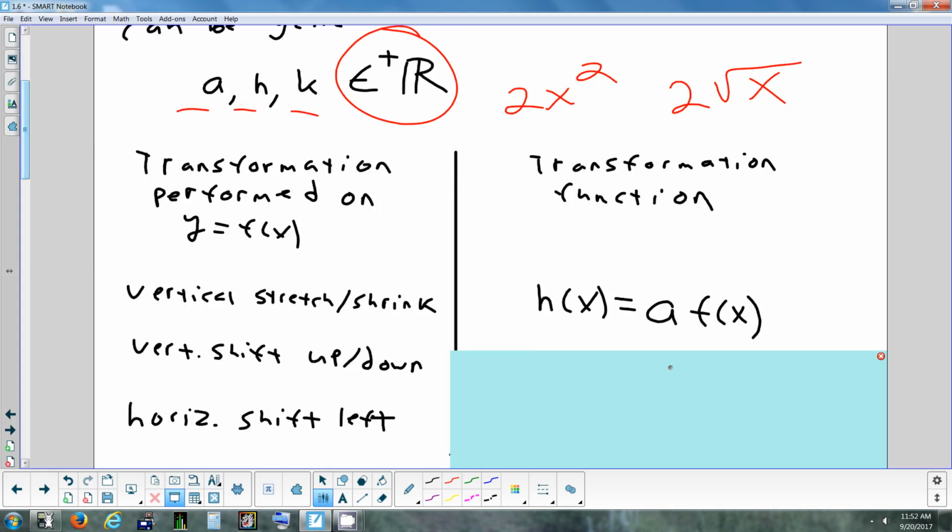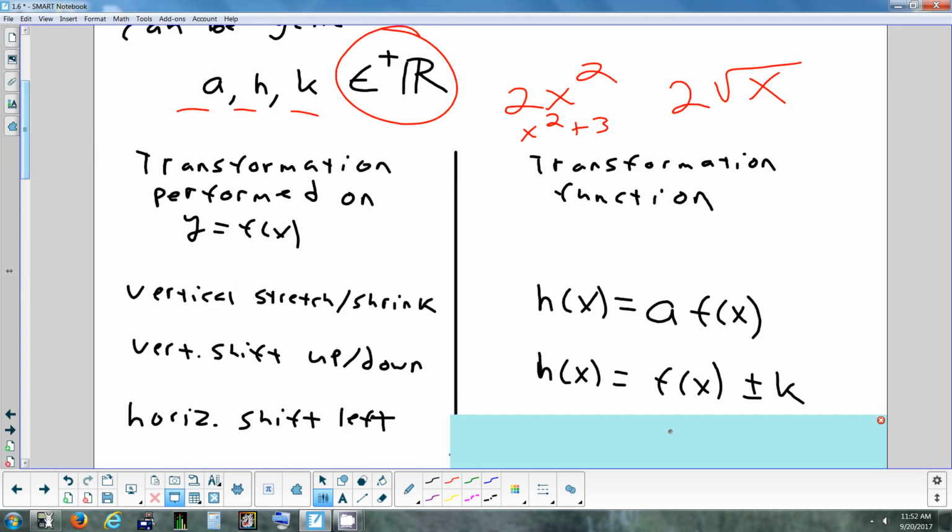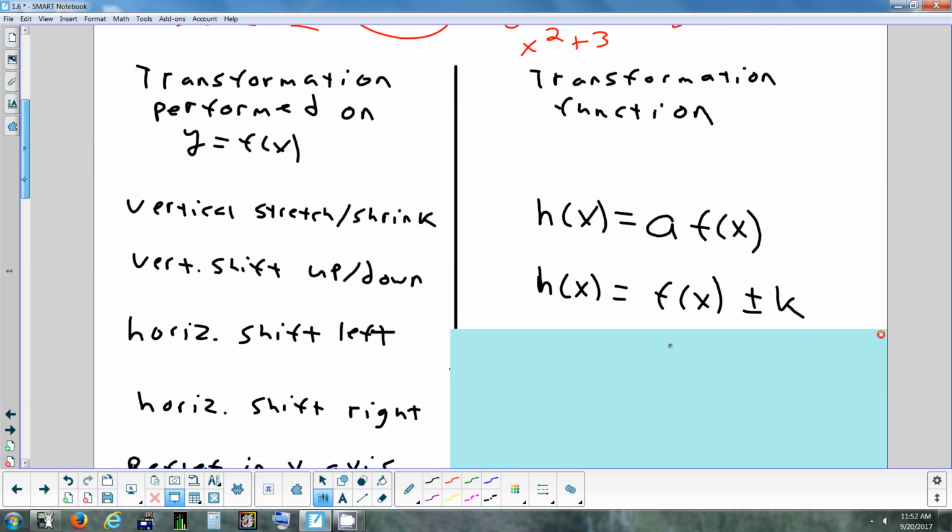How did we shift up or down? Where did we put a number to shift up or down? In parentheses. So can somebody tell me how you would shift this up 3? X squared. Yeah, just put a plus 3. So if you put a plus on the end, it would go up 3. What if you made it a minus? Down 3. That's why I just combined them into the same thing. Plus or minus on the end would shift it up or down.